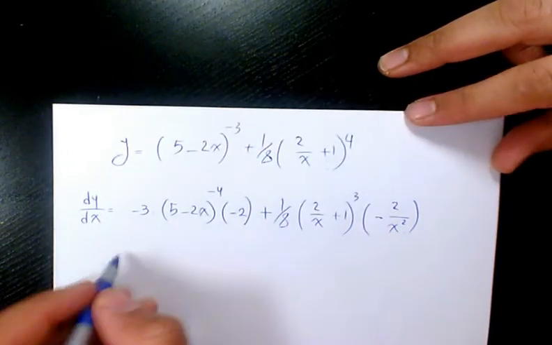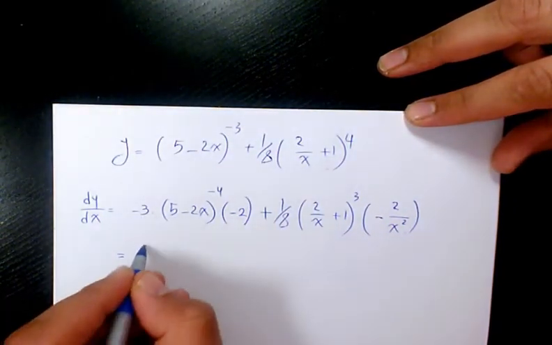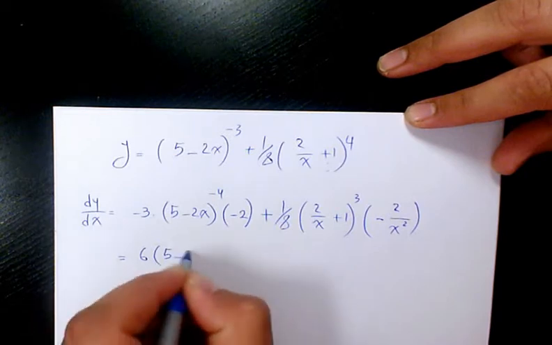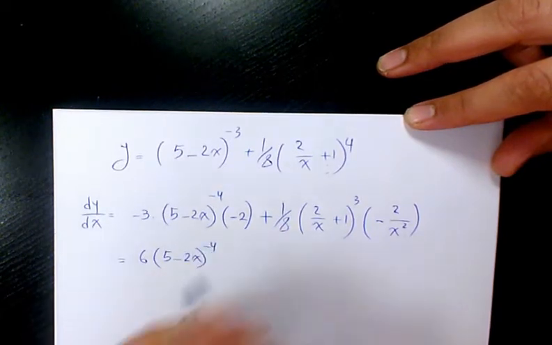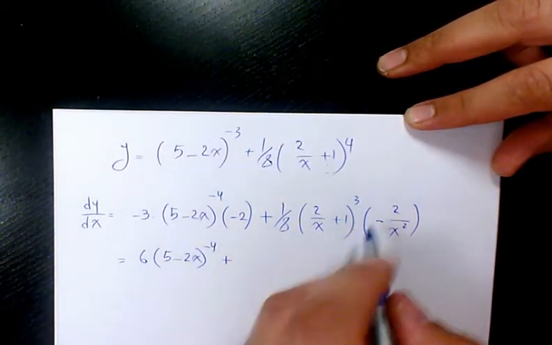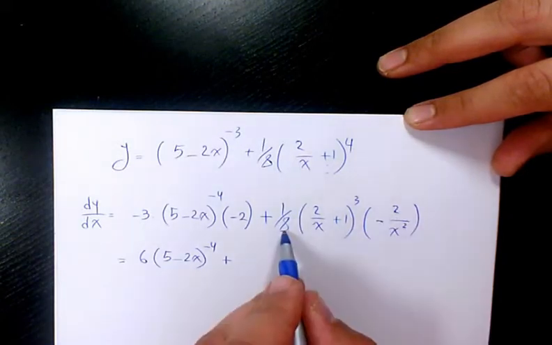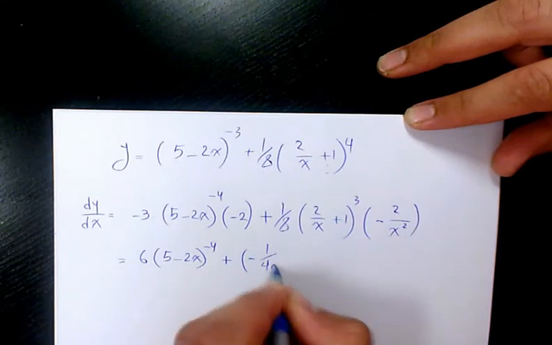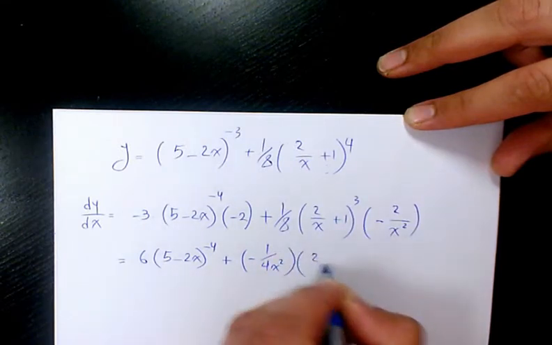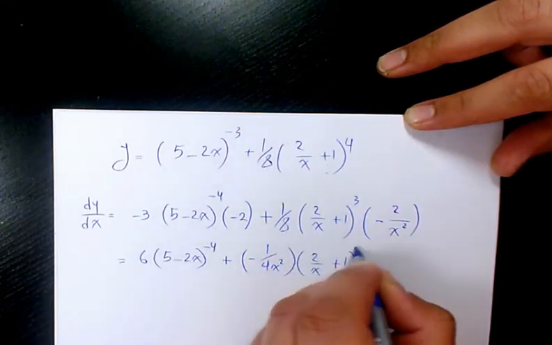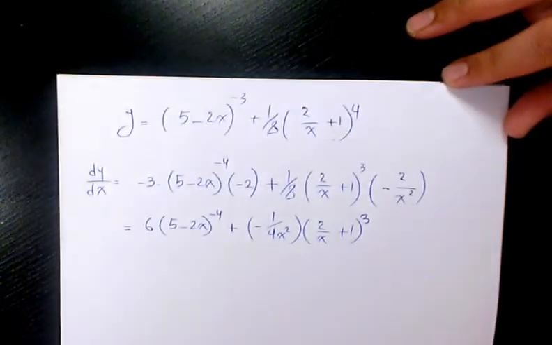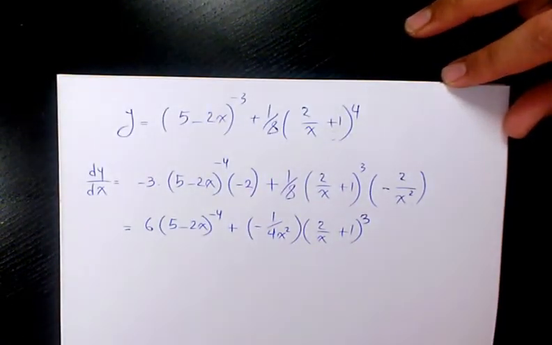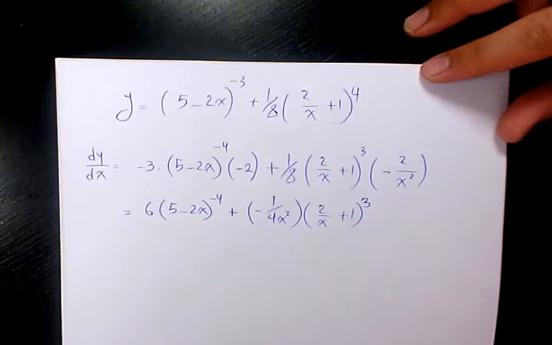So let's simplify it. Negative 3 and negative 2 is going to be 6 times (5 minus 2x) to the power of negative 4, plus these 2 and 8 cancel out, it is going to be 4, so we have negative 1 over 4x squared times (2 over x plus 1) to the power of 3. So that's going to be the final answer.